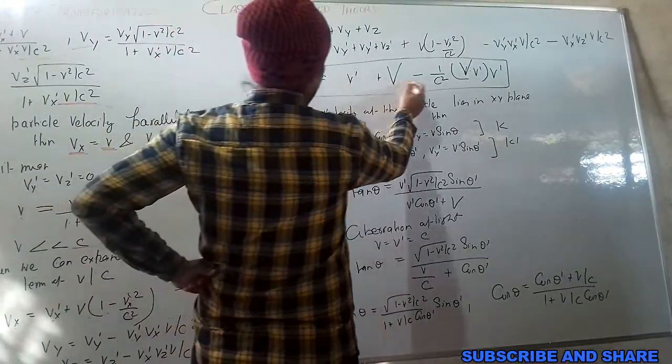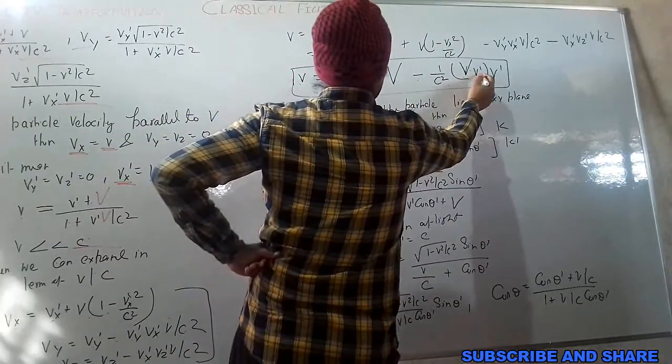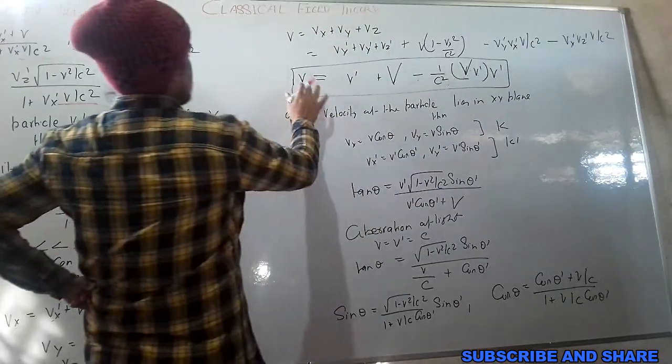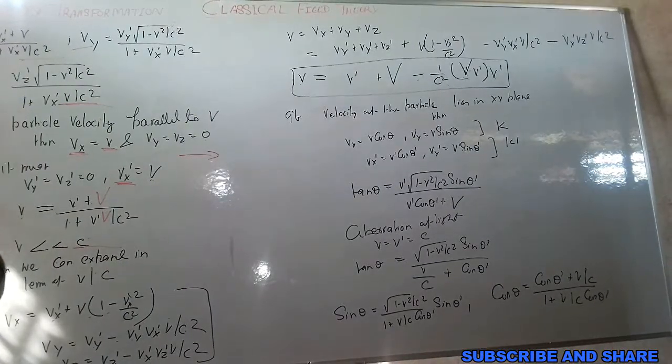V is equal to V dash plus big V minus 1 by c square, V dot V dash times V dot V dash V dash. So this is the general form for the velocity transformation when the velocity of the reference system k dash is much smaller than c.